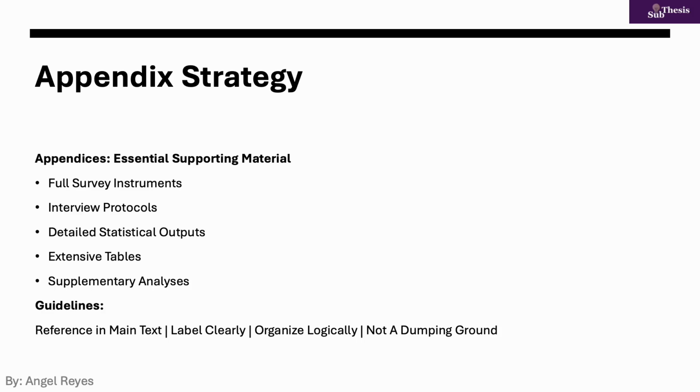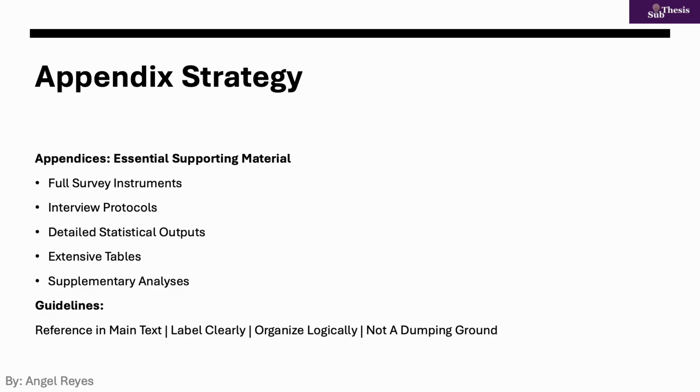But appendices aren't dumping grounds. Everything there should be referenced in main text. See Appendix A for full regression outputs. Organize them logically, label them clearly.